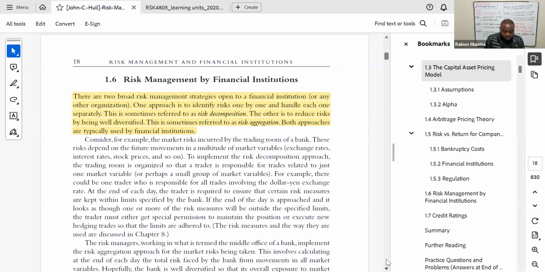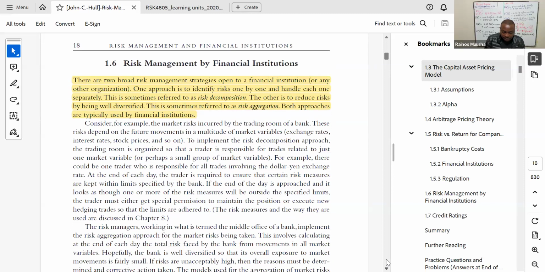In section 1.6, we look at risk management by financial institutions. And here they say there are two broad risk management strategies open to a financial institution. One approach is to identify risks one by one and handle each one separately. This is sometimes referred to as risk decomposition. The other is to reduce risks by being well diversified. This is sometimes referred to as risk aggregation. Both approaches are typically used by financial institutions.